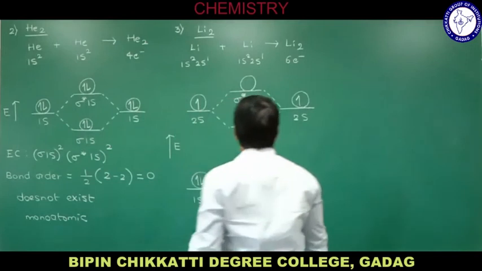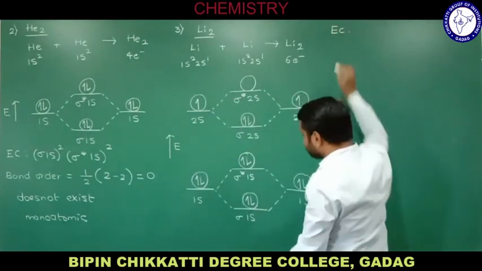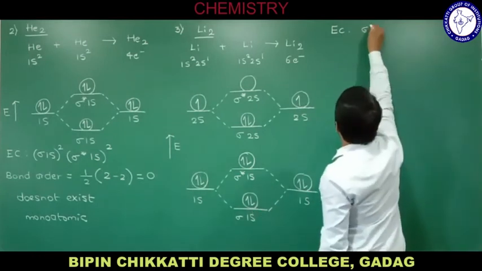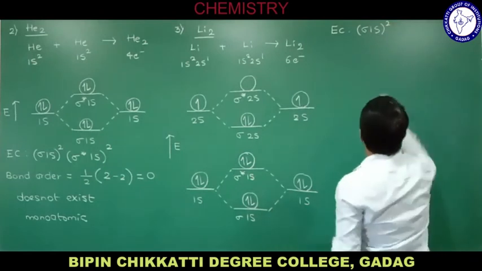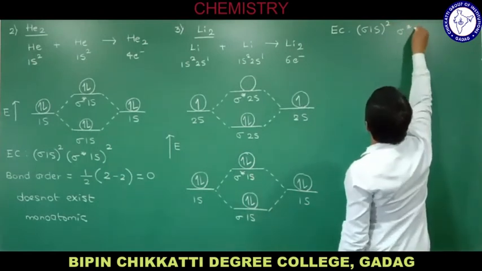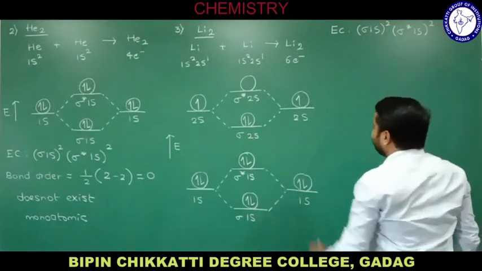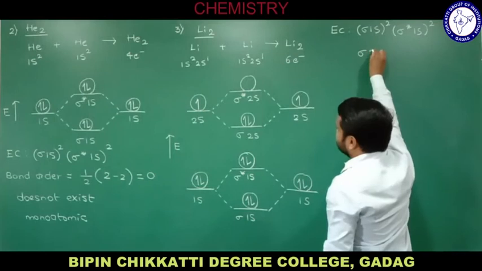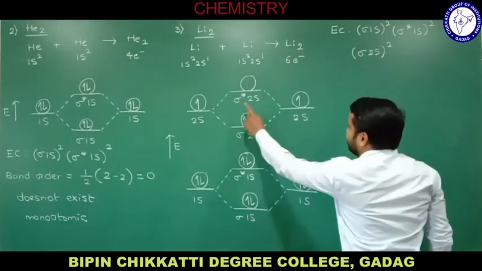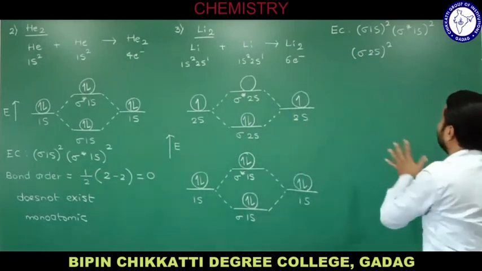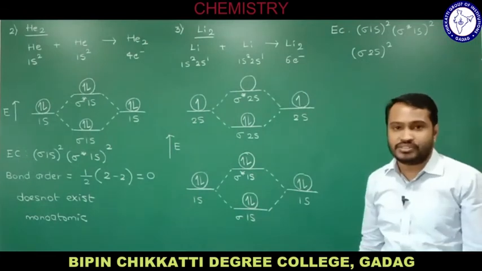Now we'll write the electronic configuration. So I am going to write the electronic configuration here. We have sigma 1s, and in sigma 1s we have 2 electrons. We have sigma star 1s, and in this also we have 2 electrons. Later we have sigma 2s, and here we have 2 electrons. And in sigma star 2s we don't have electrons, so I am going to leave it as it is. This is one way of writing the electronic configuration.